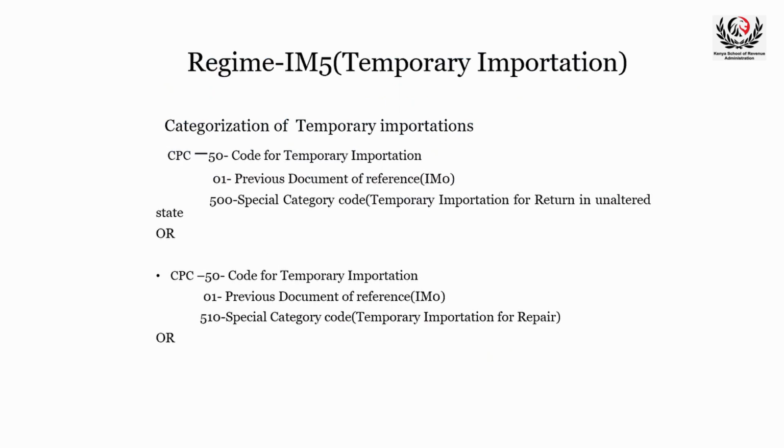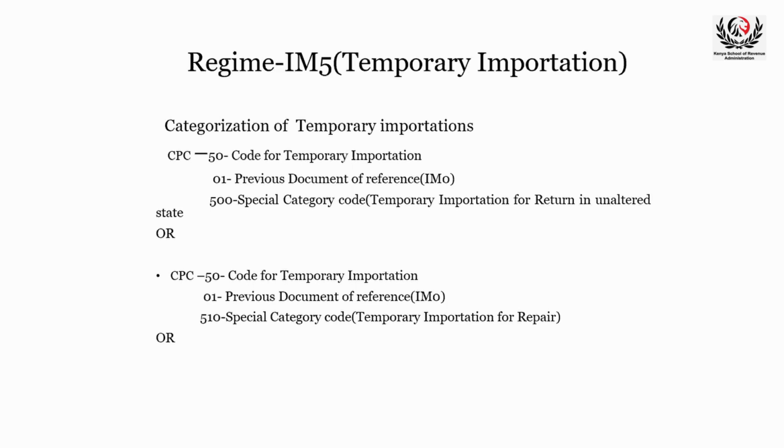IM5 is categorized into various groups, and the first one is where we have temporary importation of goods for return in an altered state, and in that case our CPC is 5001, where 01 is our IM0, and 500 being the special code category for goods that have been imported temporarily for return in an altered state.